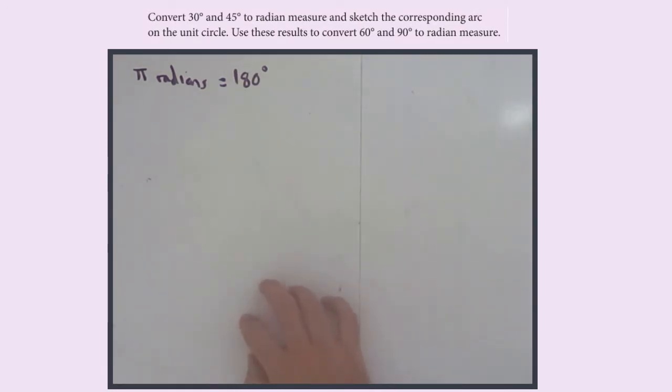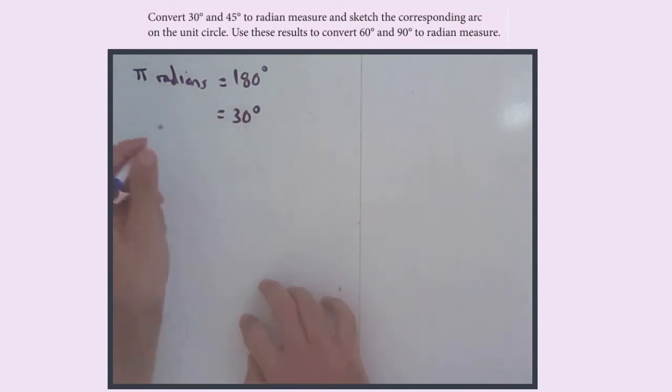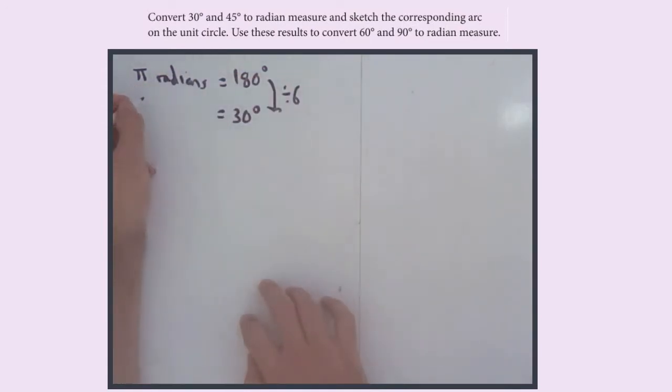So if I want 30 degrees, well, to turn 180 into 30, I divide by 6, so I must do the other side, divide pi by 6. So pi by 6 radians is 30 degrees.